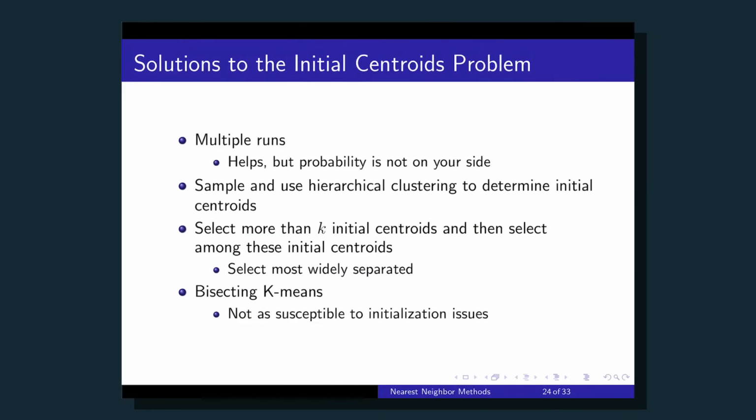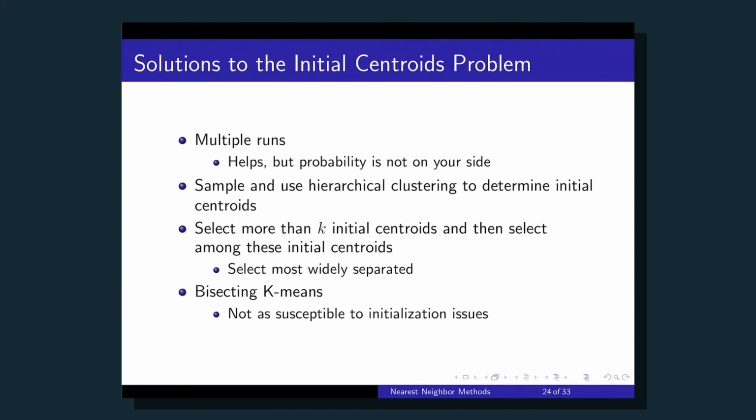So what can you do to get the right centroids for prototyping? You can do multiple runs. That sometimes works, but probability is not on your side, especially if it's a high-dimensional data set. Then there's increasingly less probability that you will pick a good set of centroids, because the possible solution space is much larger with higher dimensions.